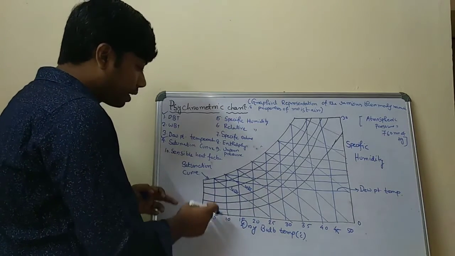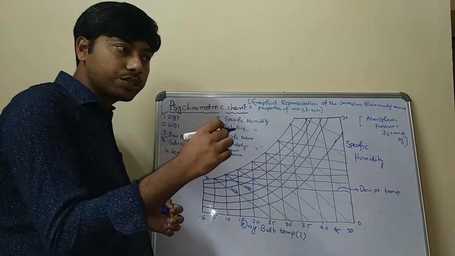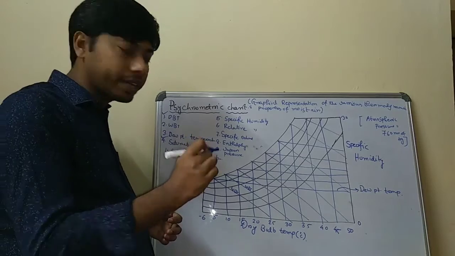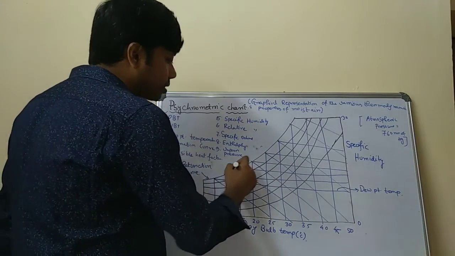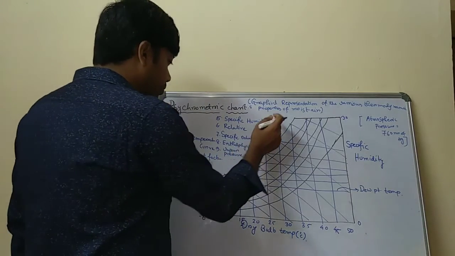When you draw the vertical line, it meets a particular point on a saturation curve. That point is called the saturation point, and this black curve indicates the saturation curve.